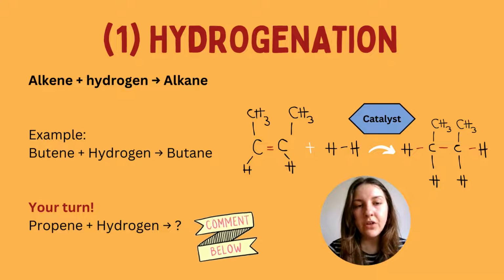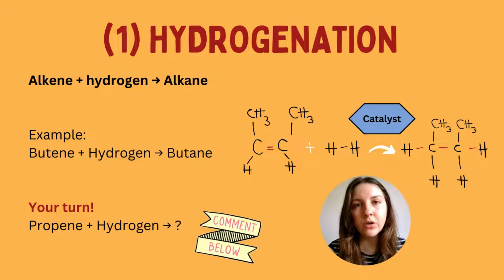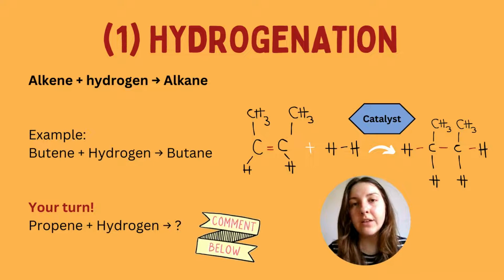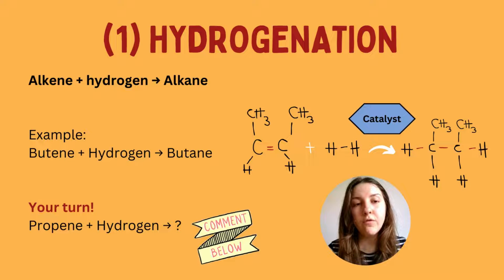The other thing I will say is, if you are stuck and you're not sure how many bonds to form, remember carbon can only make 4 covalent bonds. So if there's already a double bond with the carbon, you know it only has 2 more bonds to make. However, in the case of the alkane, you can see that there are 4 bonds coming off each carbon atom.